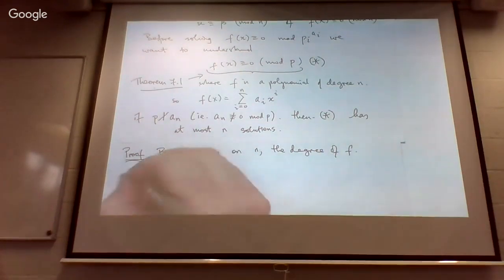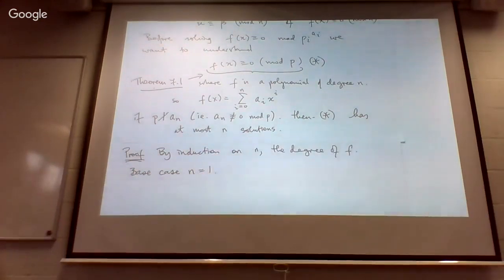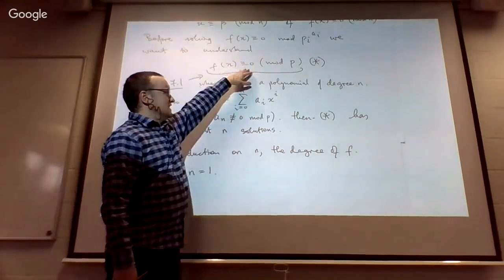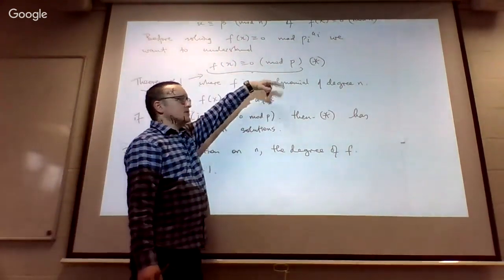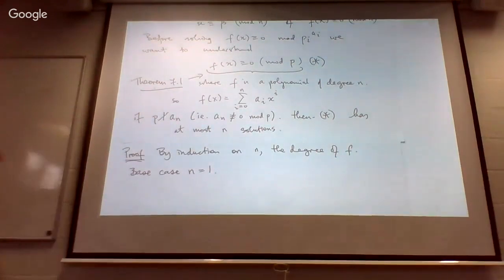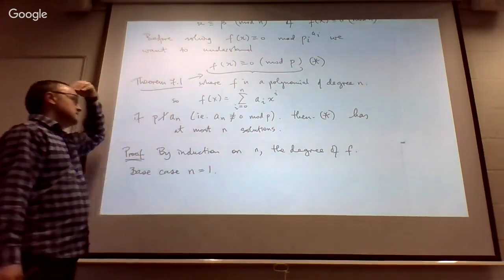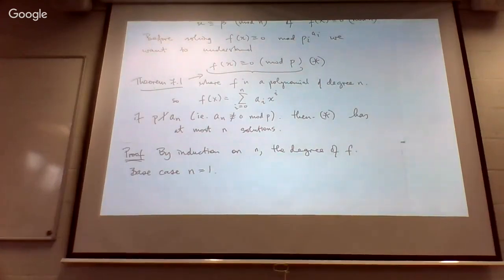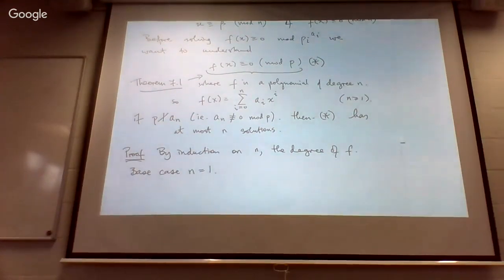So we'll begin the induction at the base case. You can have degree 0 polynomials, but they're just constants, and that's not particularly interesting. If the constant is 0 mod p, then there's an infinite number of solutions: any x will be a solution. If the constant isn't congruent to 0 mod p, there is no solution. So that's not really relevant. I think we're talking about n being bigger than or equal to 1.